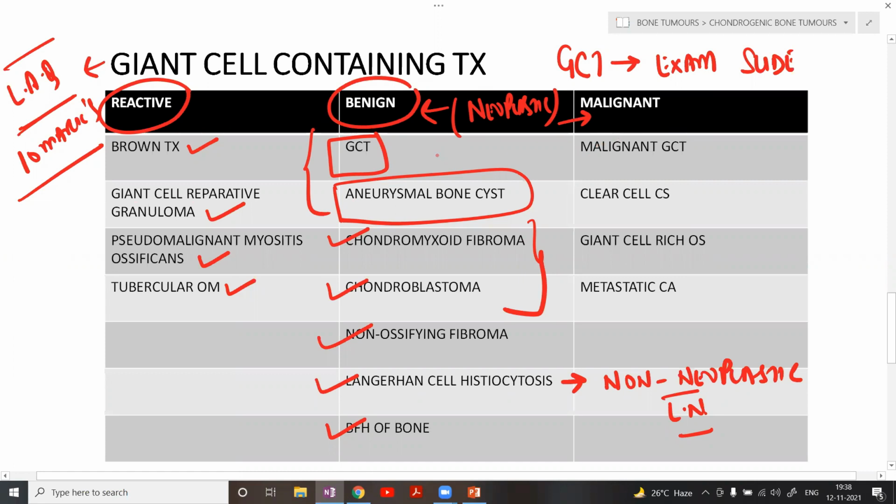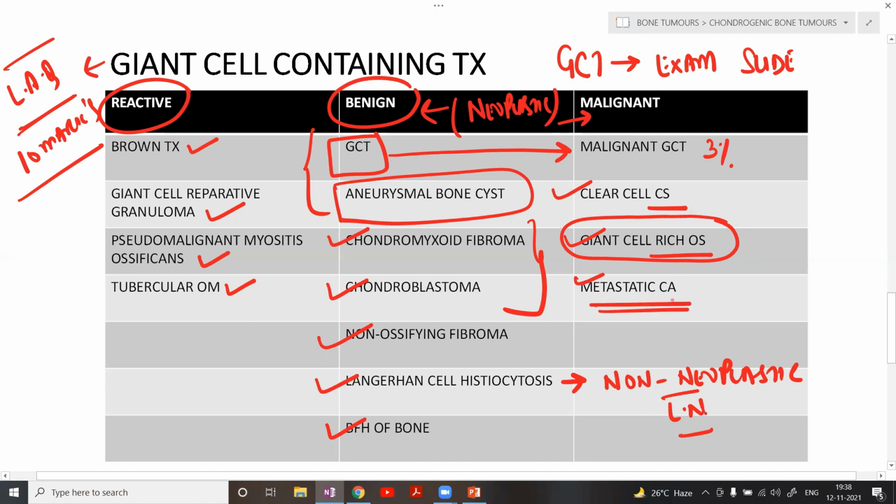And then we have very rarely malignant giant cell tumor, comprising 3% of all giant cell containing lesions. Clear cell chondrosarcoma, which we have already discussed in the lecture on cartilaginous tumors, is also a giant cell containing lesion. Then giant cell rich osteosarcoma. In the previous lecture on osteogenic tumors, we have already read in detail about giant cell rich osteosarcoma and how we differentiate it from giant cell tumor. And any metastatic carcinoma might also contain giant cells.